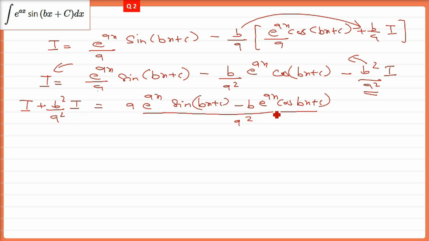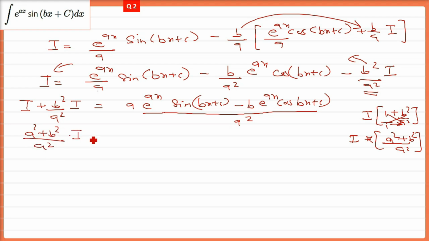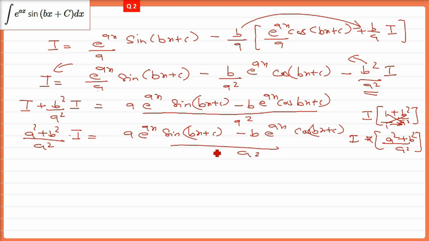Now the left hand side, which is I plus b square by a square into I, let me do it here. I am taking I outside, so it will be 1 plus b square by a square. So this will be a square plus b square by a square, and this is I into. So on the left I will write a square plus b square by a square into I is equal to, now e raised ax can be taken common also. So we have a e raised ax sine bx plus c minus b e raised ax cos bx plus c, and this a square. So you can cancel this a square, and this a square plus b square has to be taken downstairs on the right hand side.